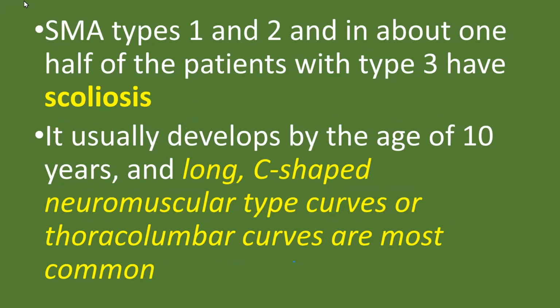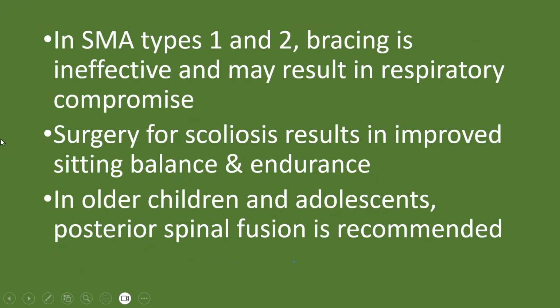In the SMA types, or the spinal muscular atrophy types 1 and 2, and in about 1/2 of patients with type 3, they have scoliosis. It usually develops by the age of 10 years, and long C-shaped neuromuscular type curves or thoracolumbar curves are most common. Bracing is ineffective and may result in respiratory compromise. Surgery for scoliosis results in improved sitting balance and endurance.